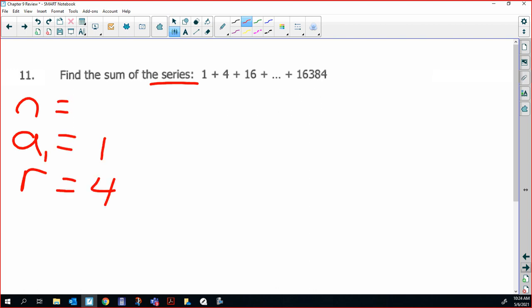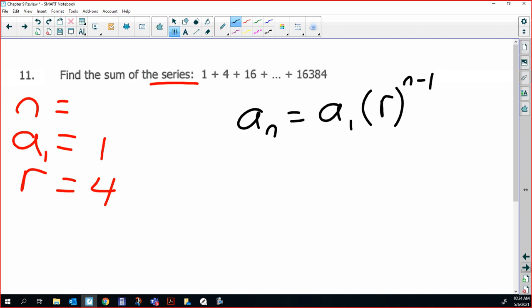All right, we don't know how many terms there are, hidden by the ellipses. So we need to start with that. We've got to find n. To find n, we're going to take the formula a1 times r to the n minus 1, and find out what we would need to plug in for n so that we get 16,384.